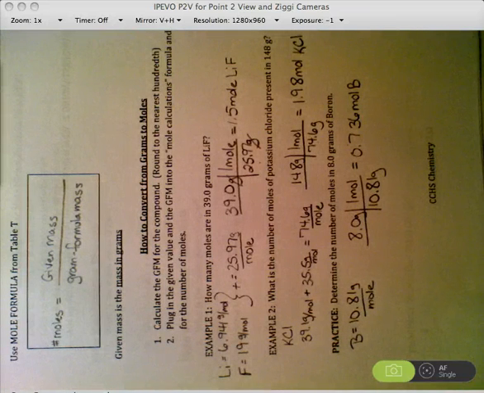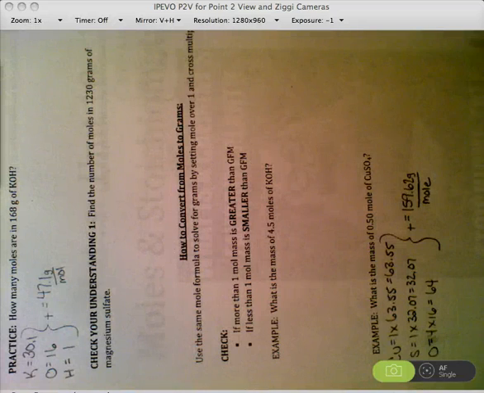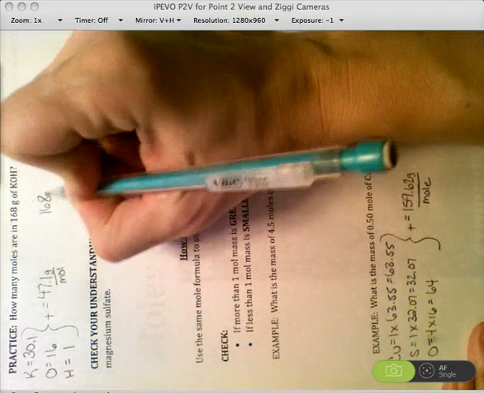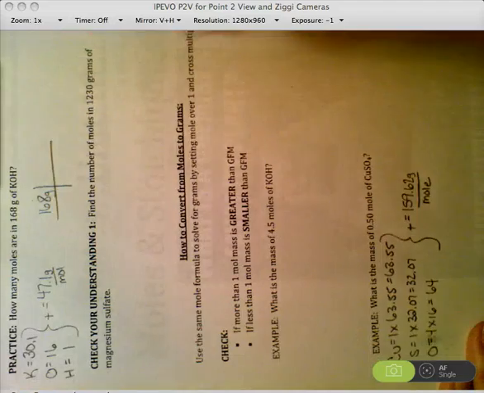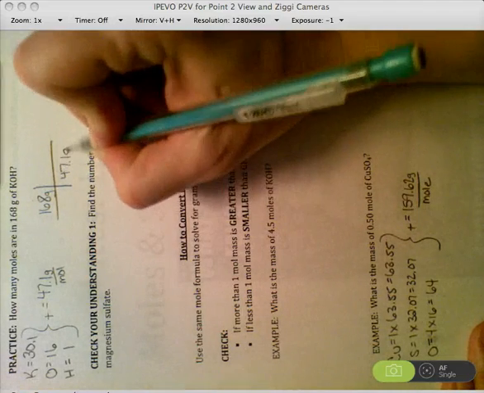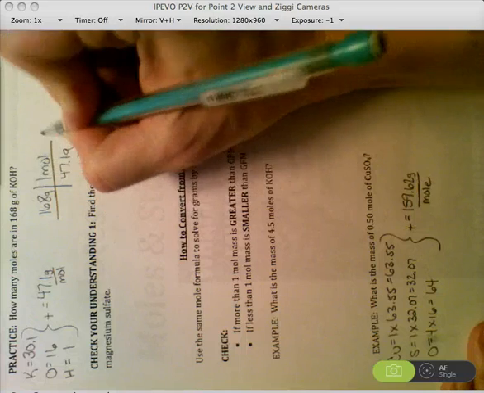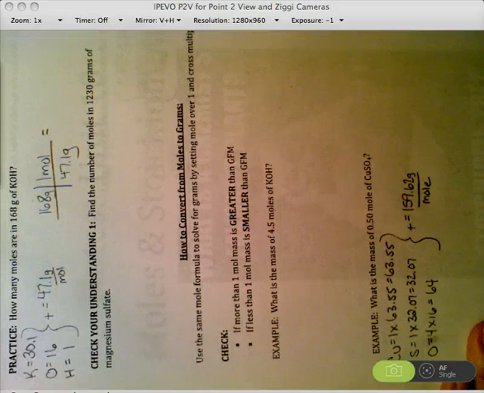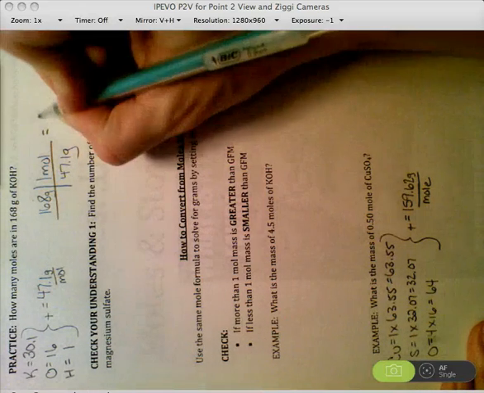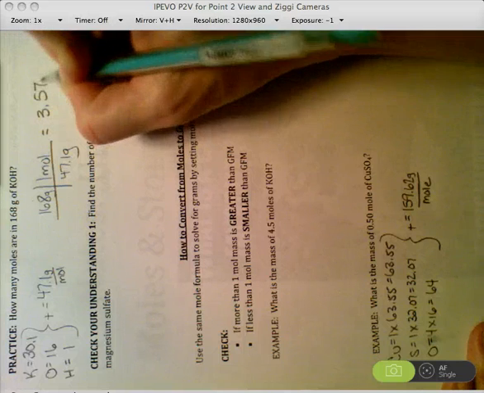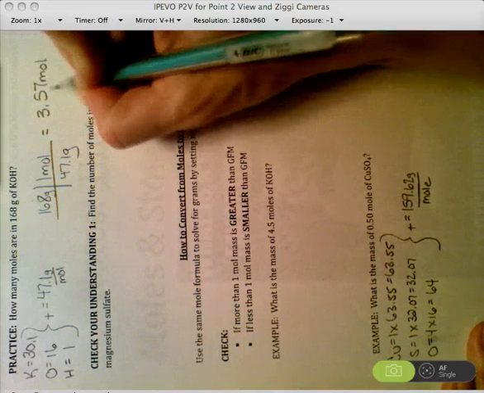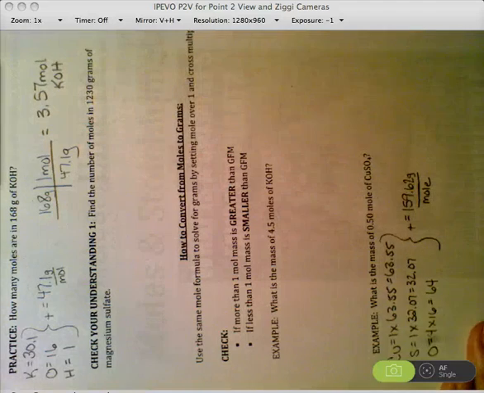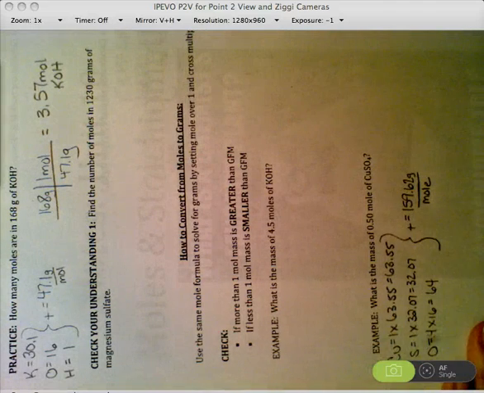So let's now go to the next page. So now we're going to calculate how many moles are in 168 grams of potassium hydroxide. So I have 168 grams, and I want to find out how many moles. So 47.1 grams in every 1 mole. I take 168 divided by 47.1, and I get 3.57 moles. Moles of what? Moles of potassium hydroxide.